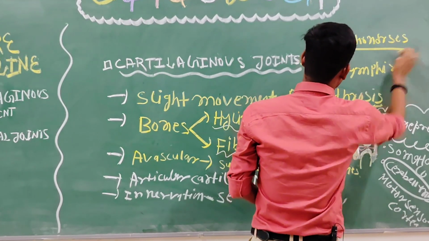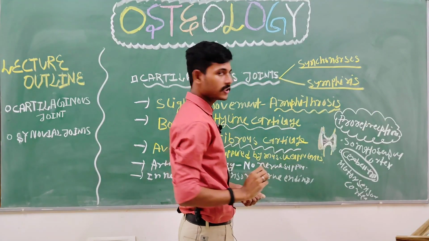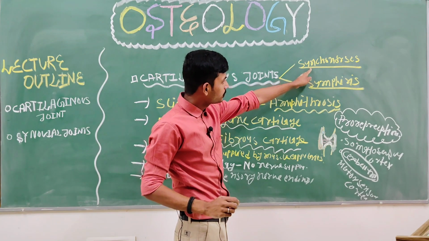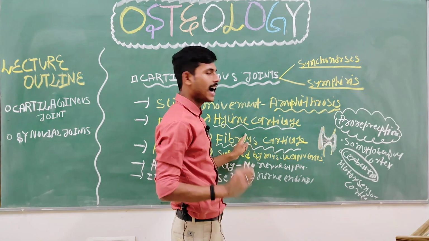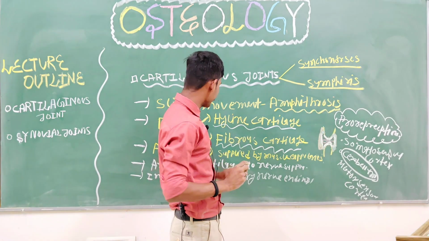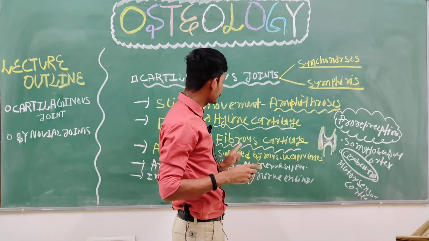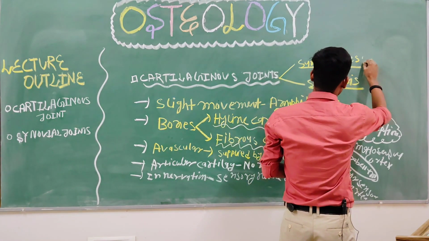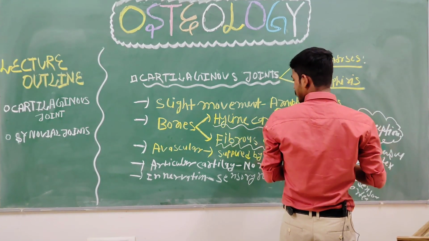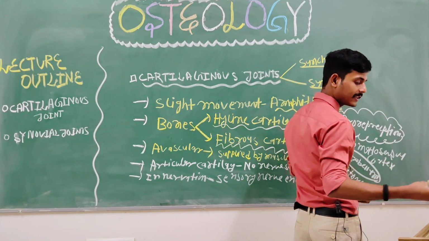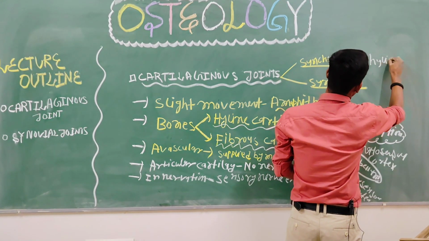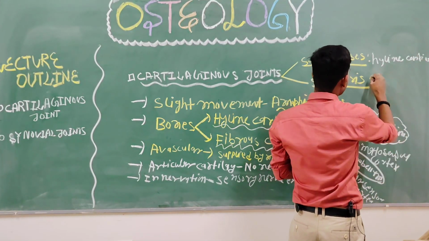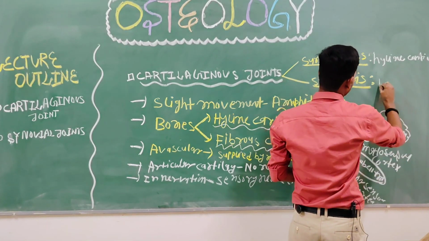That's called the symphysis. So now you have the two types of cartilaginous joint based on the type of cartilage involved. In the case of synchondroses, there is involvement of hyaline cartilage. In the symphysis, there is involvement of fibrous cartilage. So you should write down that in the case of synchondroses there is involvement of hyaline cartilage, and in the case of symphysis there is involvement of fibrous cartilage.